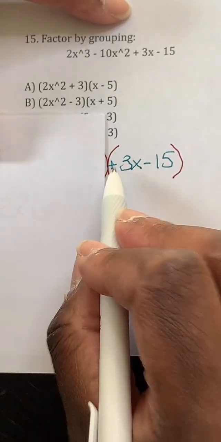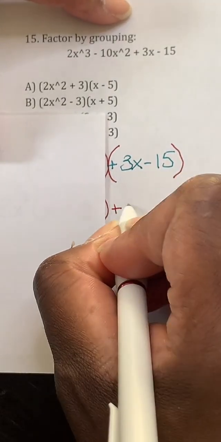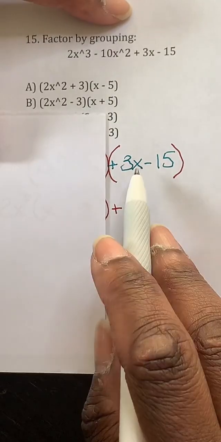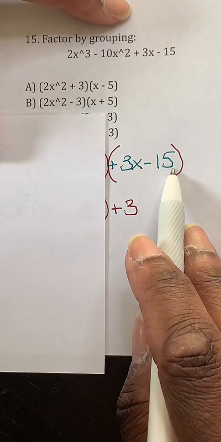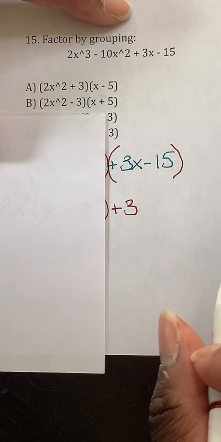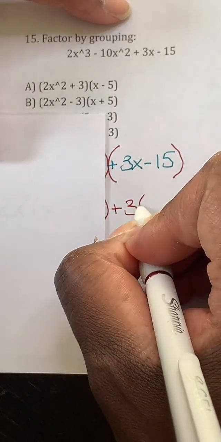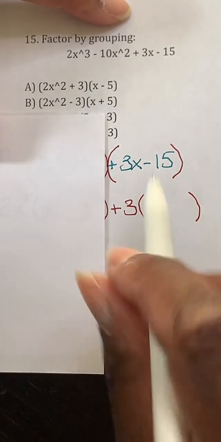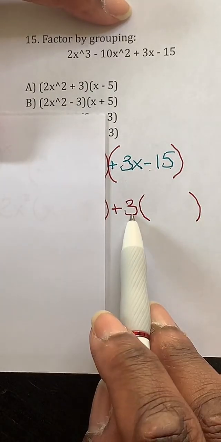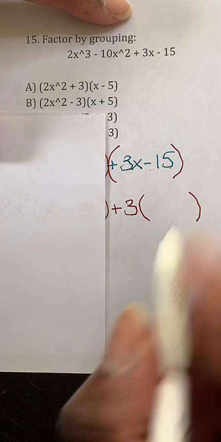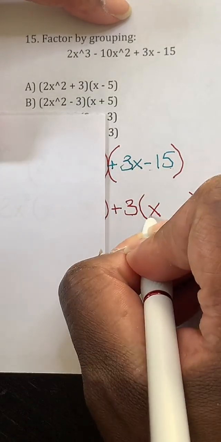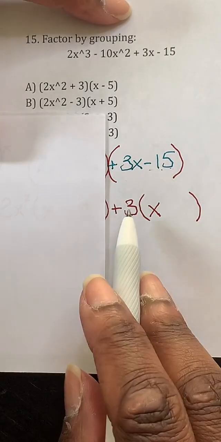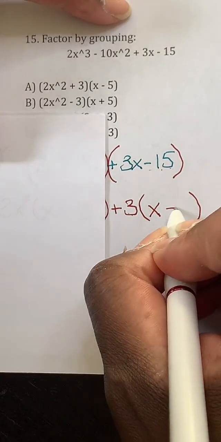So since it's a plus 3, I'm going to put plus 3. Now, this has an x, but this one doesn't. So they don't have any x's in common. So if I divide my original by this 3, 3x divided by 3 will give me x. And negative 15 divided by 3 will give me a negative 5.